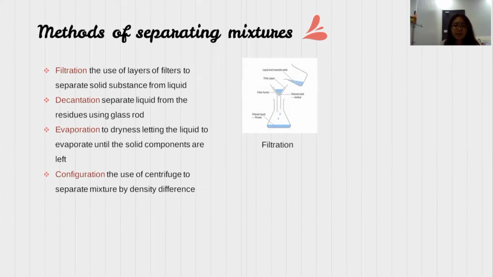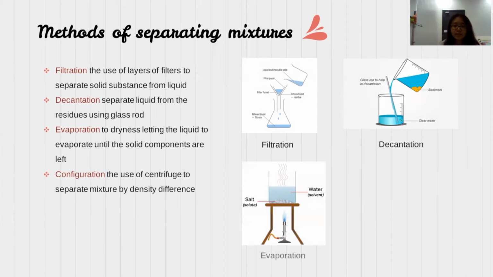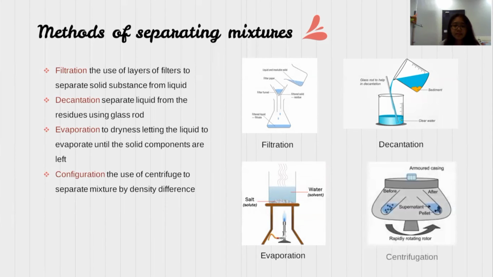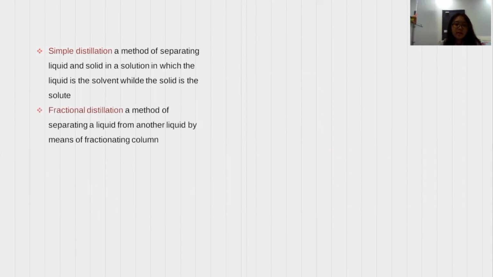Here are the examples of filtration, decantation, evaporation, and centrifugation. Simple distillation is a method of separating liquid and solid in a solution in which the liquid is the solvent while the solid is the solute. Then we have fractional distillation. It's a method of separating a liquid from another liquid by means of a fractionating column.